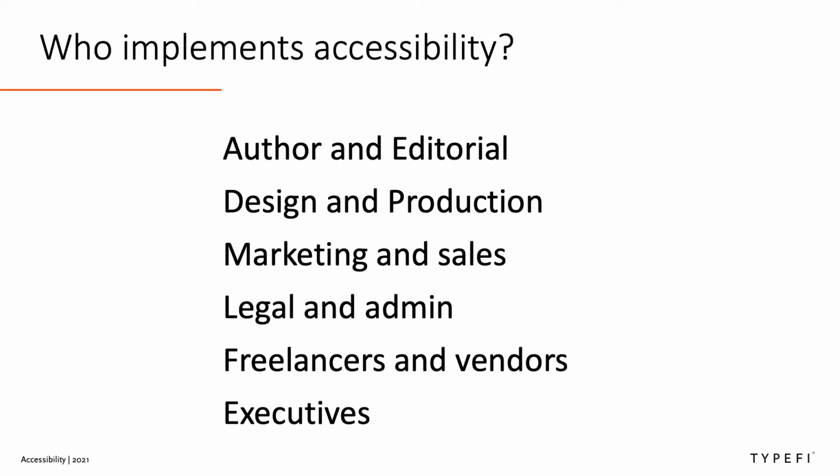Legal and admin will look at contracts with external suppliers and vendors and discuss requirements about accessibility deliverables. Copyrights will also need to be examined along with accessible specific metadata appropriate for each output type. Finally, accessibility should be core to any publisher whose primary business is the dissemination of knowledge and be reflected in the ethos and values of the company. So as you can see, everyone has something to contribute.